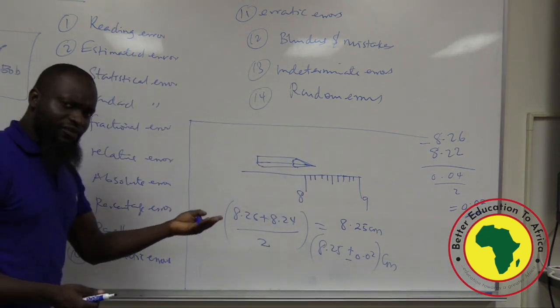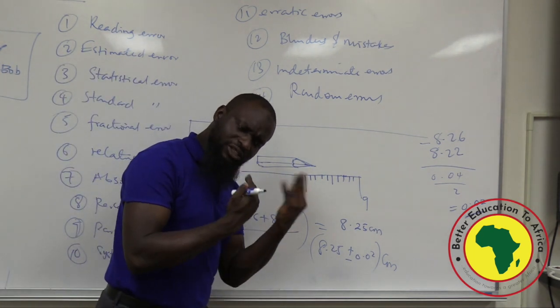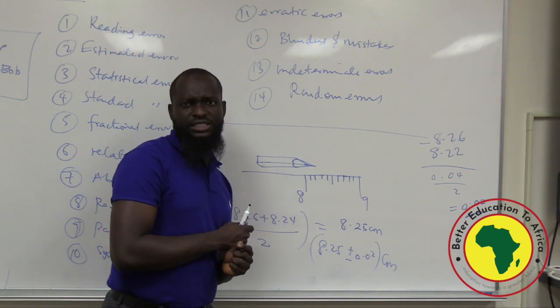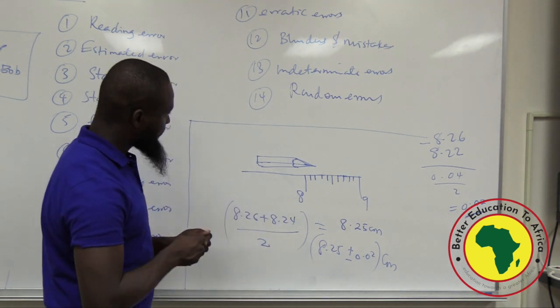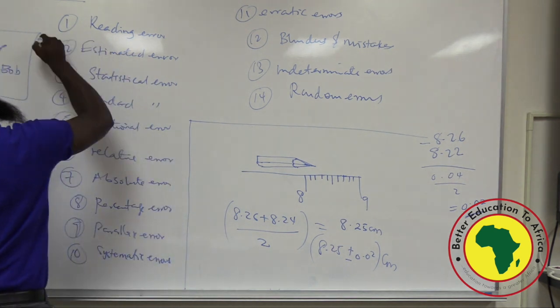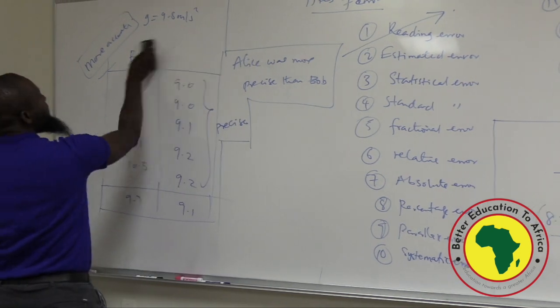So it's an error you get from reading a value with your eyes and estimating just from what you think it is. Just an estimate. So this is what we call reading error. This is how you get a reading error. So that's number one. We've done reading error. Okay, now let's look at something else.